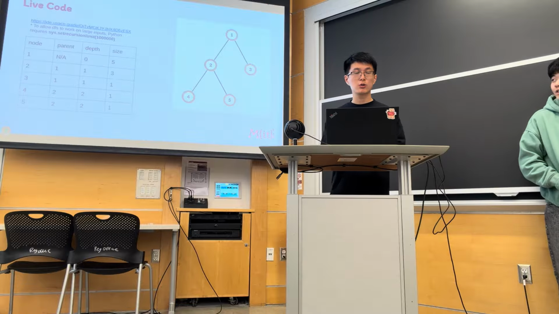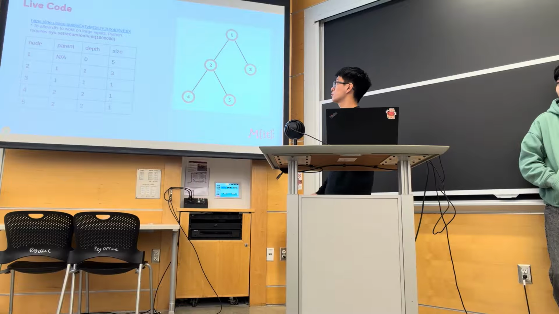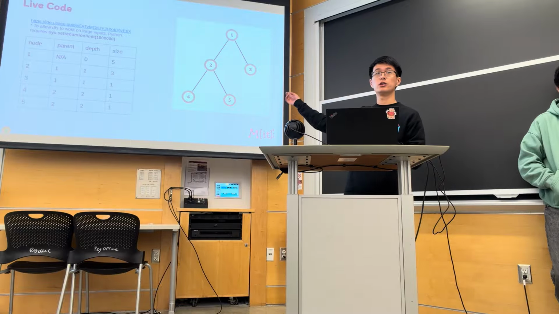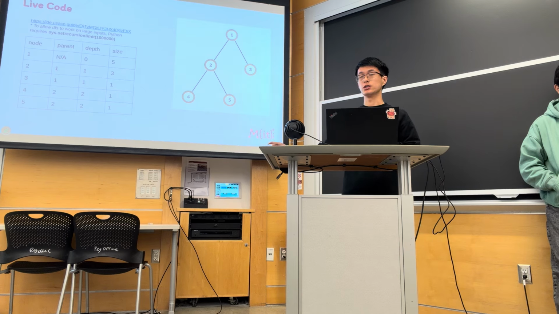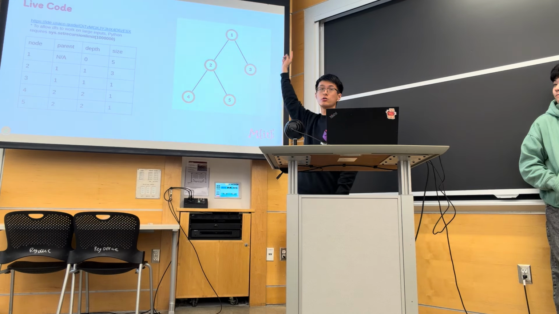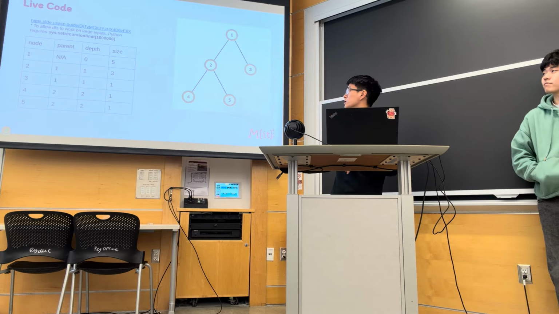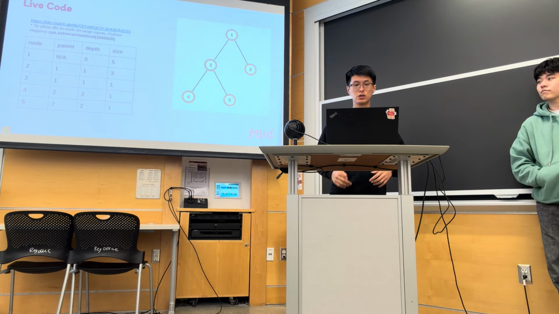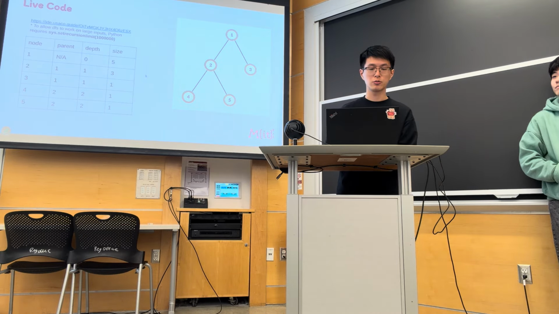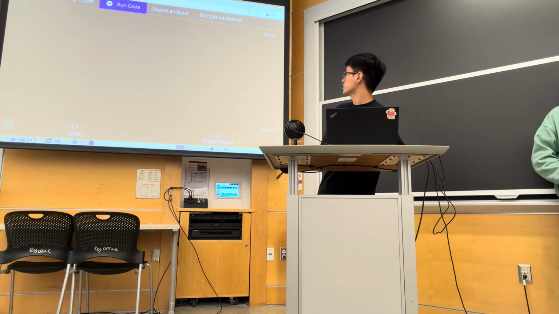Next we'll talk about how to compute some of these properties. For instance, we want to compute for each node what the parent is, what the depth is, and what the subtree size is. Just to recap, the parent is the node closer to the root, the depth is how far it is from the root, and the subtree size is how many nodes are including it and below it. We can solve this using something called DFS, and I'll quickly go over how to implement this.